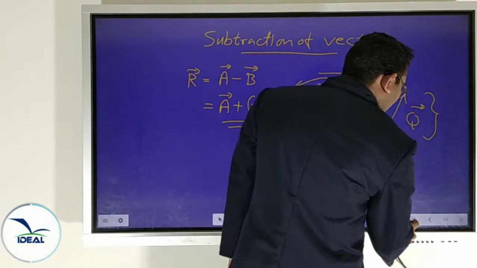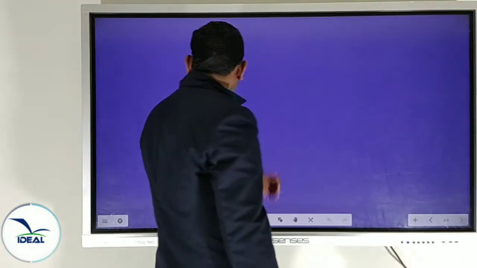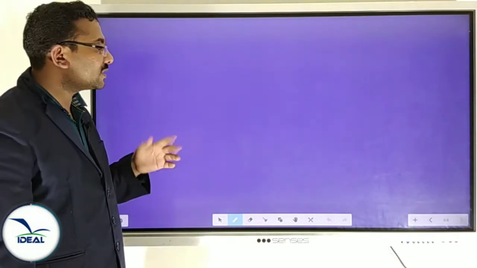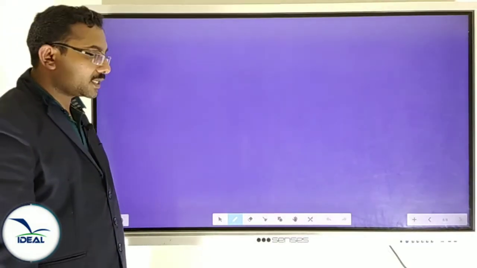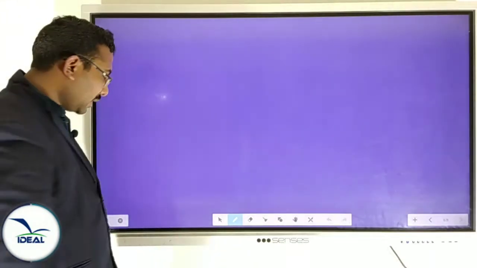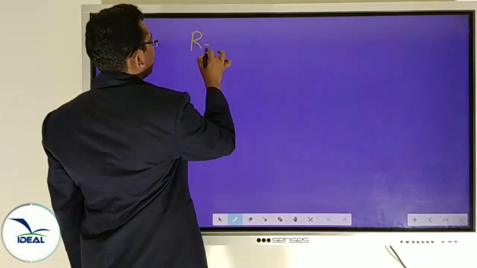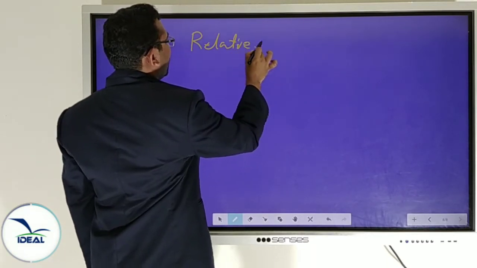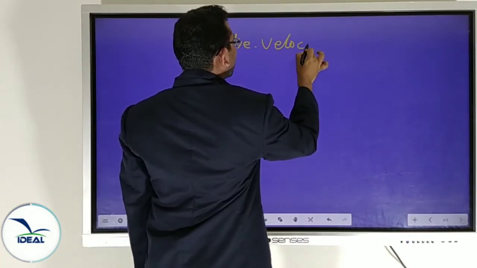Now, actually there is no special importance for the subtraction. Then why do we study this subtraction? It is only for relative motion. What is relative motion? Relative velocity.